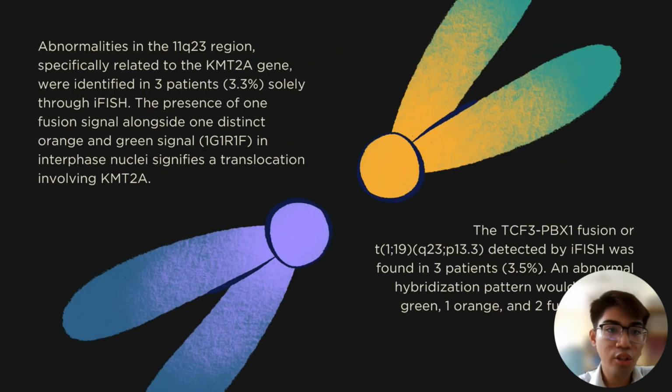Abnormalities in the 11q23 region, specifically related to the KMT2A gene, were identified in 3 of their patients solely using the iFISH analysis. The presence of the orange and green signals found in their studies signifies a translocation involving the KMT2A. And the TCF3-PBX1 fusion was also detected by the iFISH and is found also in another three of their patients. An abnormal hybridization pattern would display one green, one orange, and two fusion signals.